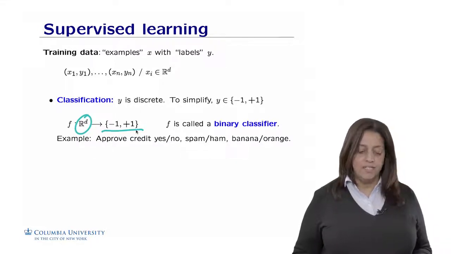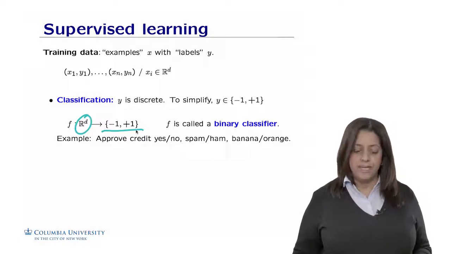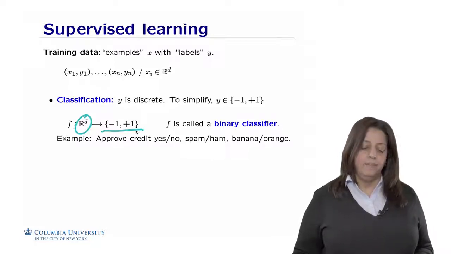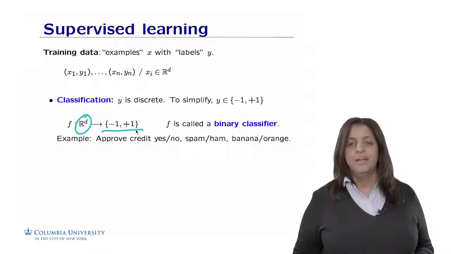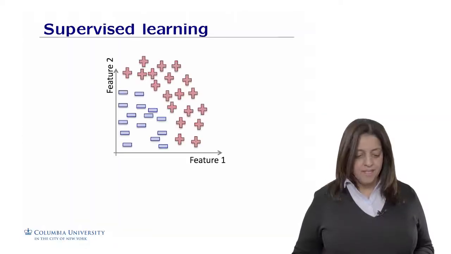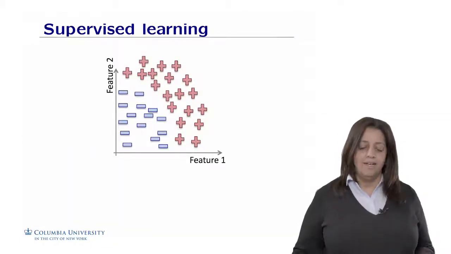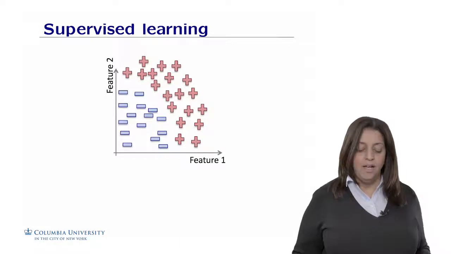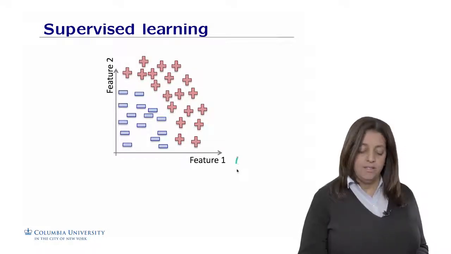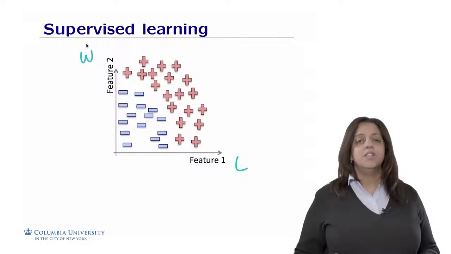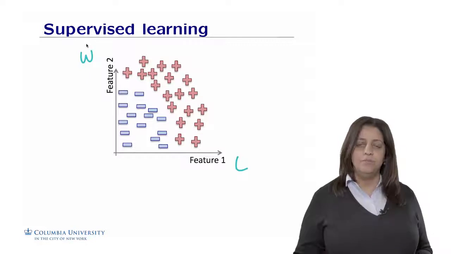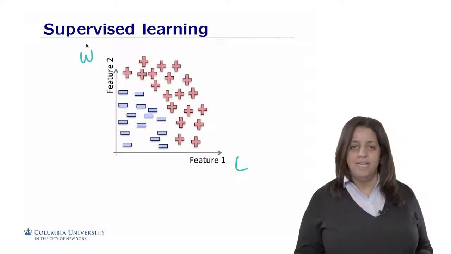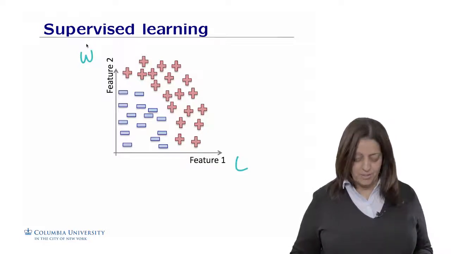Examples of supervised learning include approving credit, yes or no, for a bank, or classifying a new email as spam or ham, or also, in our toy example, classifying bananas from oranges. In general, we like to plot the data just to visualize it a little bit. Here on two features, suppose we have, let's say, the length and the width, or other kinds of features. We're going to plot all the bananas and all the oranges on the 2D space. We put a plus on all the fruits that are bananas because we know the label, and a minus on all the fruits that are oranges.